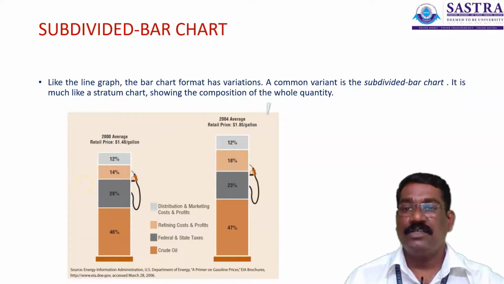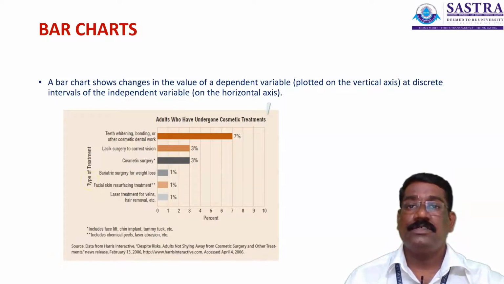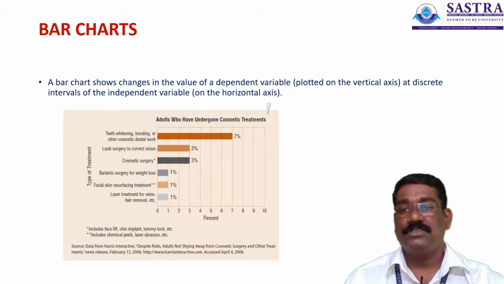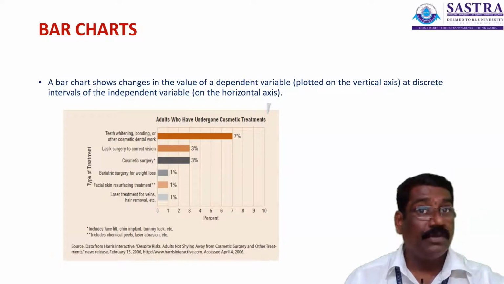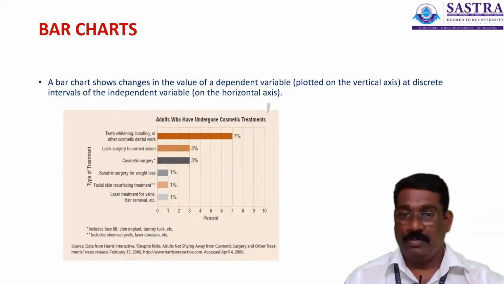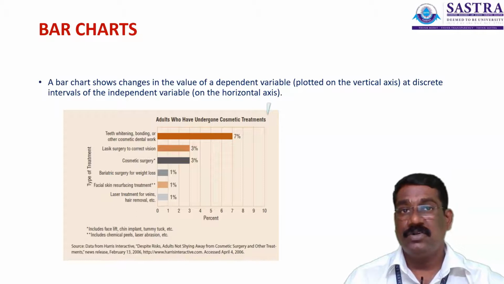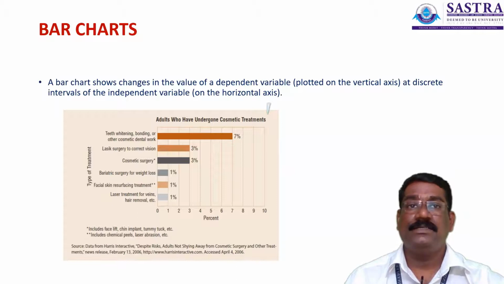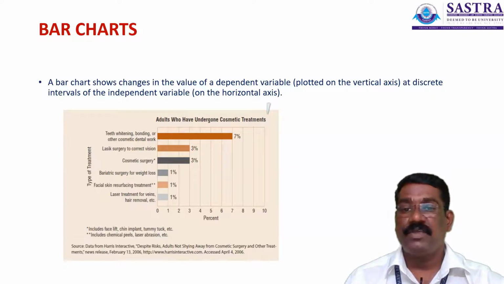Next, moving further, let's talk about the bar chart. So what is this? The bar chart shows changes in the value of the dependent variable. You can see that it is plotted on the vertical axis at discrete intervals of the independent variable on the horizontal axis. The dependent variable is plotted on the vertical axis, and the independent variable on the horizontal axis, and it's very clearly depicted here.